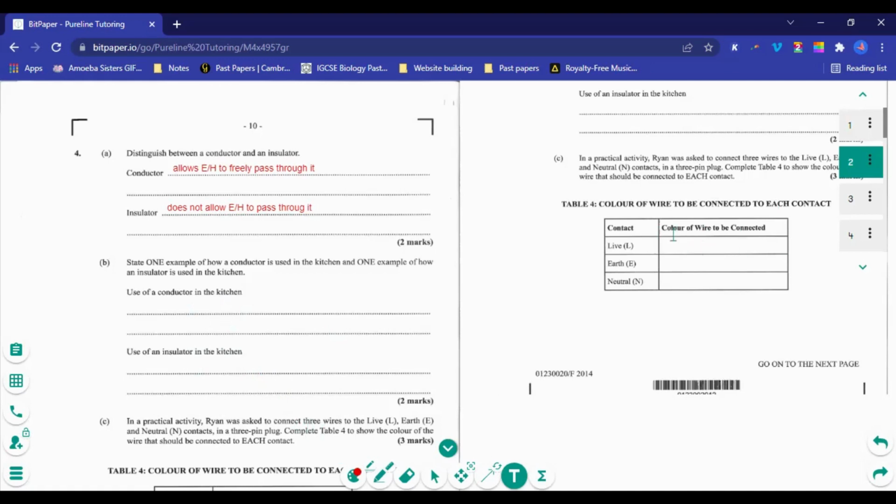And the same question, I just brought it over here. So here now, part C, in a practical activity, Ryan was asked to connect three wires to the live, earth, and neutral contacts in a three-pin plug. Complete table 4 to show the colors of the wire that should be connected to each contact. So remember, we just looked at that. The live is going to be our brown wire. The earth wire is yellow and green, and the neutral wire is going to be our blue wire.